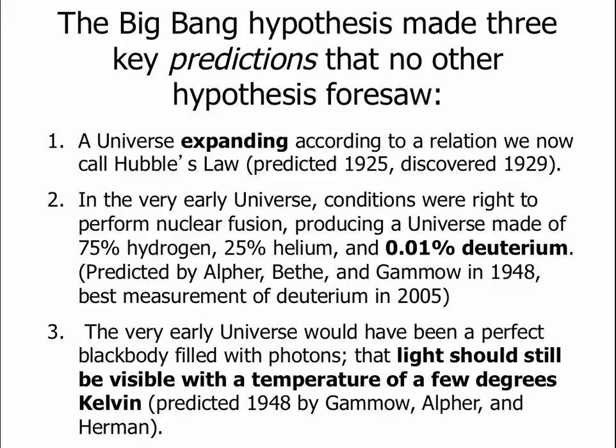In 1948, physicists working on the Big Bang hypothesis realized that after the Big Bang, conditions would have been very conducive to nuclear fusion. It would have been hot and dense. And by calculating how fast the universe would have been expanding, how hot it would have been, how dense it would have been, they estimated that the universe should be 75% hydrogen, 25% helium.